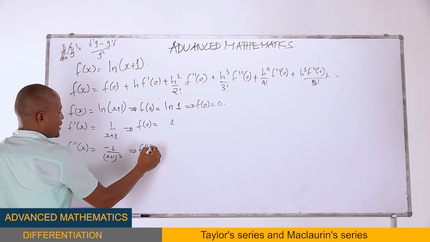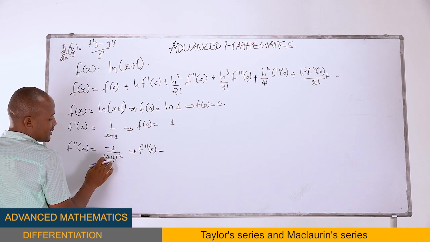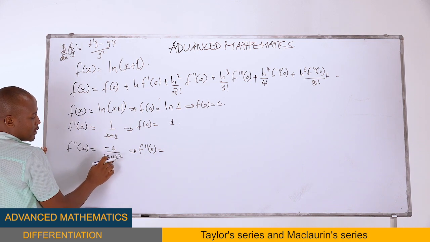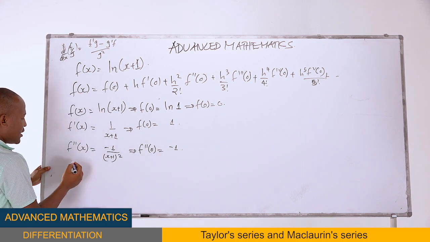Then if you evaluate the second derivative in that form, that is, you put there a 0, you are going to be left with negative 1. Let's go to the next one.